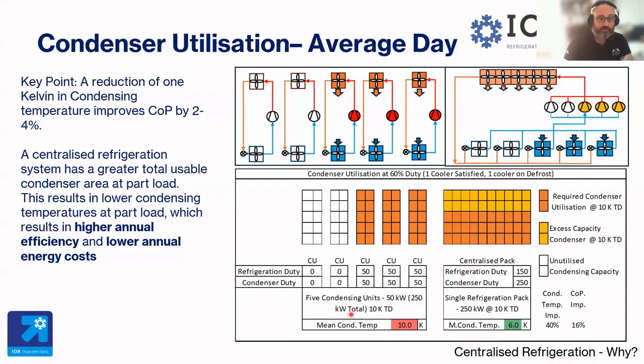And as we know from previous masterclasses, a reduction in condensing temperature by 1 Kelvin improves COP by 2 to 4%. And so we have a COP improvement of about 16%. And that improvement also gives us some harder considerations to consider. I say harder. We have a second order consideration.